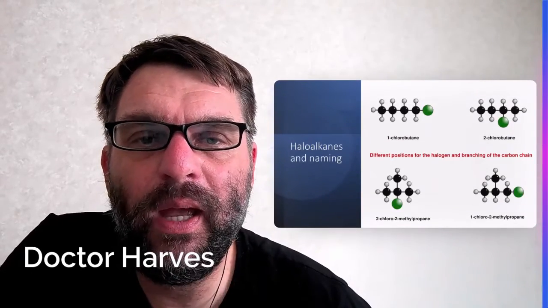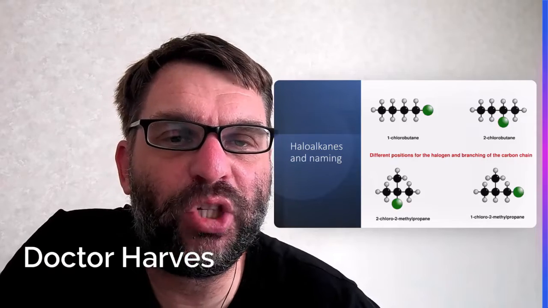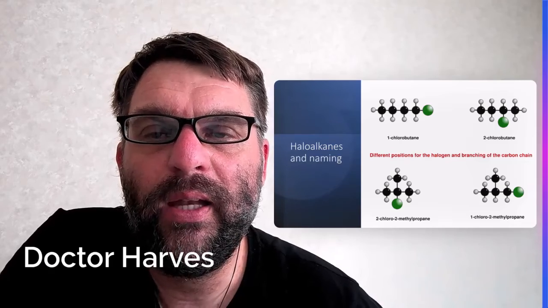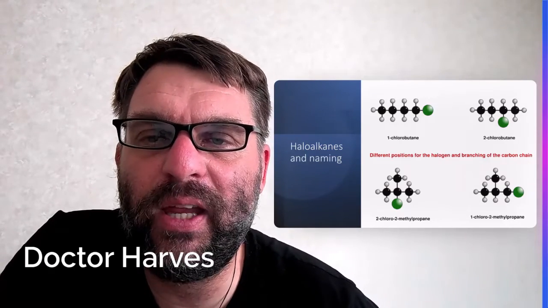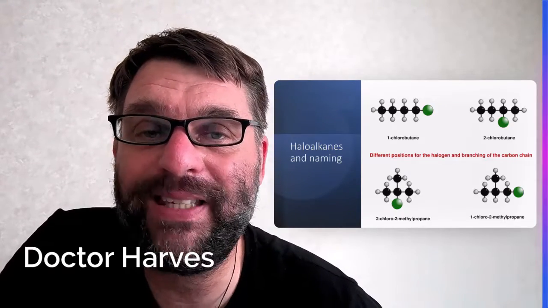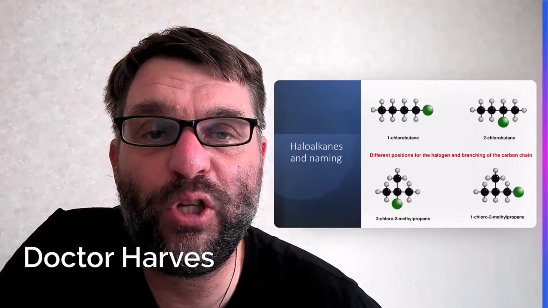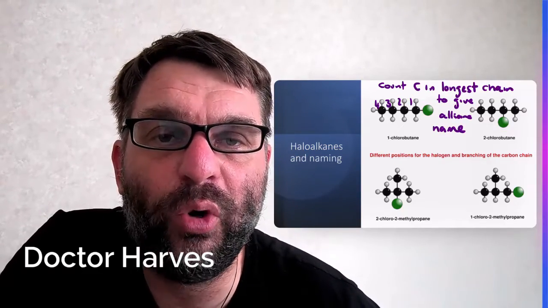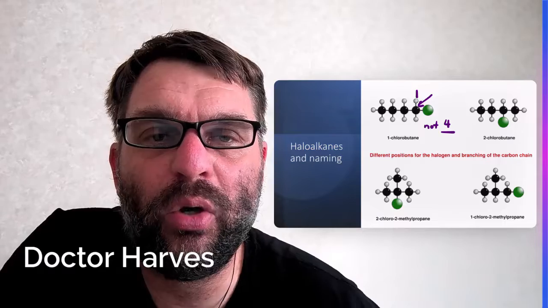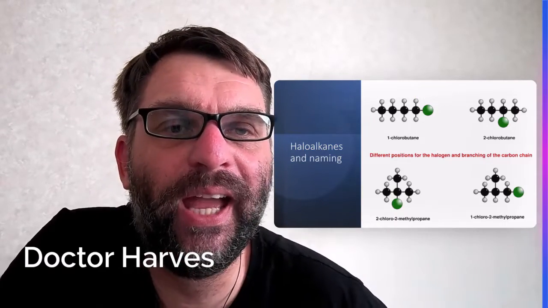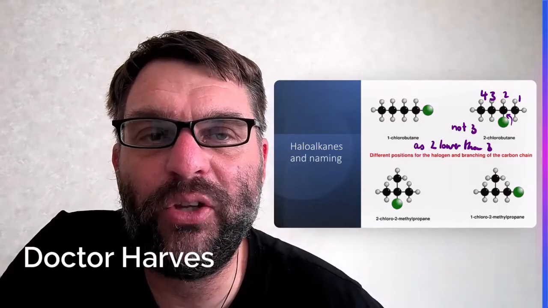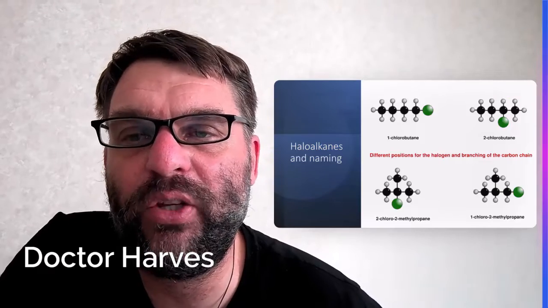So in terms of naming haloalkanes, the different positions for the halogen and branching of the carbon chain are noted. Basically you name it as the alkane, and the carbon, which is the lowest number, bonded to the halogen, is the number that you're going to use. So the first one, it is 4 carbons, 1, 2, 3, 4, so it's going to be butane, and the chloro group is on the first carbon, so it's 1-chlorobutane. Whereas in the second example, it's 2-chlorobutane because now it's on the second carbon. It's important to note that the lowest number is the one that is chosen when you're doing this counting.